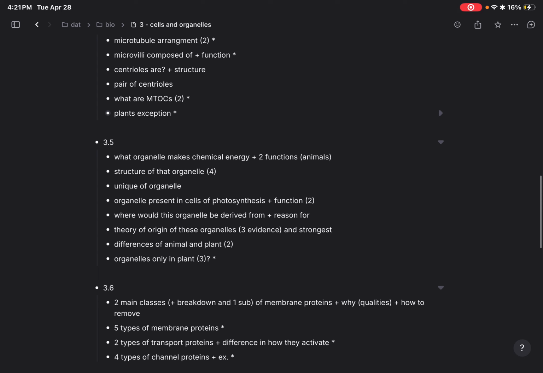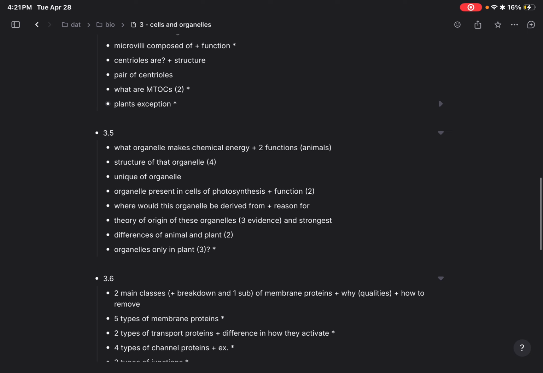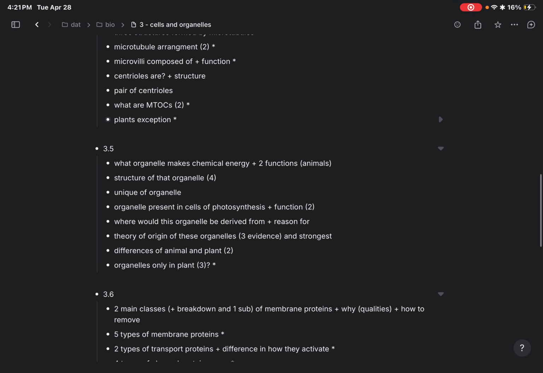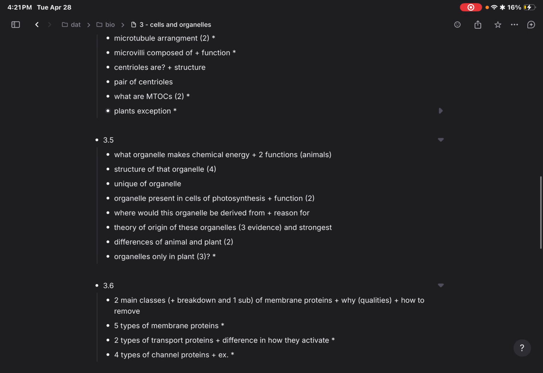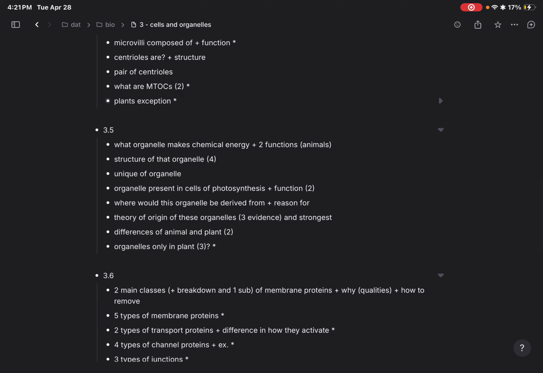Microvilli are made of actin. They function to increase surface area. Centrioles are microtubule organizing center structures. 9x3 is similar to the basal body. What are MTOCs? They comprise the basal body of cilia and flagella. What else do they do? They form the spindle apparatus during cell division.